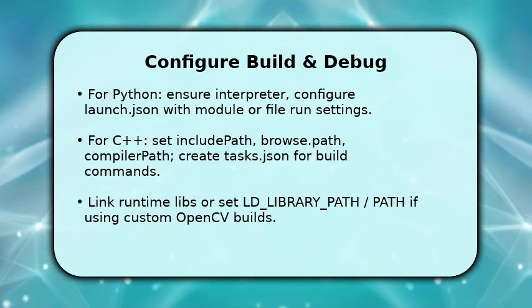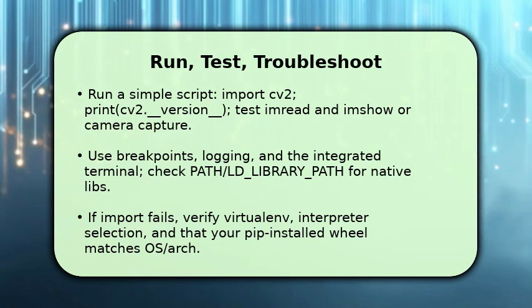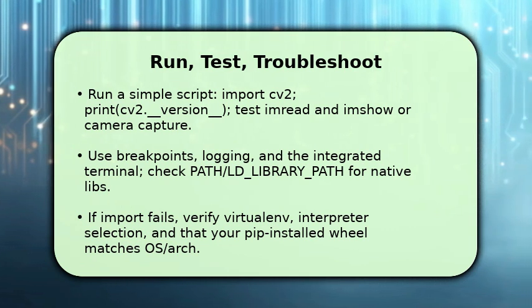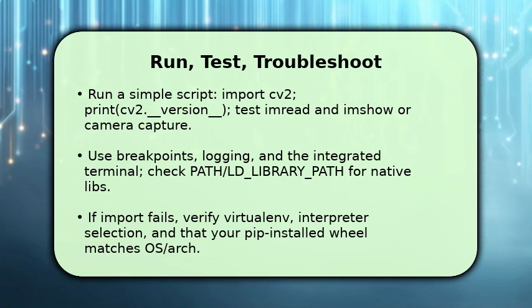Now execute a minimal test. Import cv2 and print its version, then load an image or open a camera to confirm functionality. Use VS Code breakpoints and the integrated terminal so you can step through frames and inspect variables.